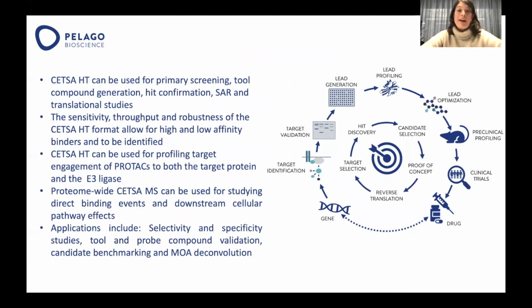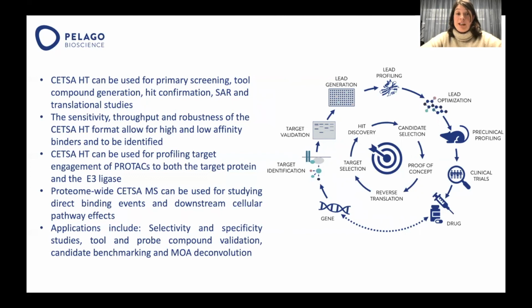So coming back to the wheel Michael showed earlier and concluding this webinar, CETSA HT can be used for primary screening, but also for tool compound generation, hit confirmation, SAR generation, but also in translational studies. It's a sensitive and robust assay, and it allows both for high and low affinity binders to be identified.